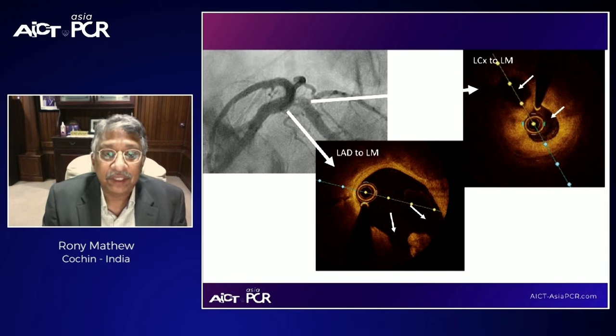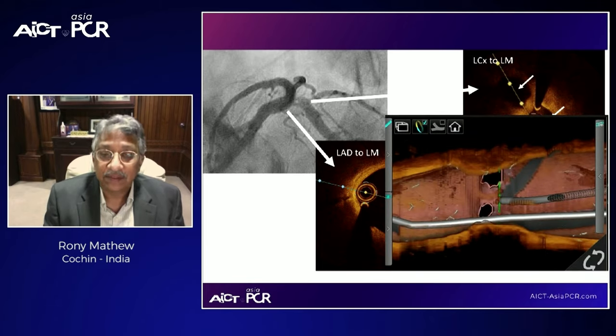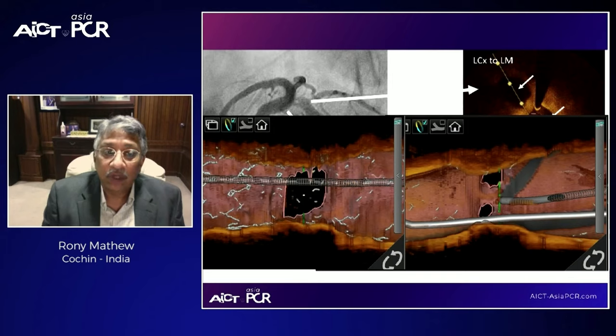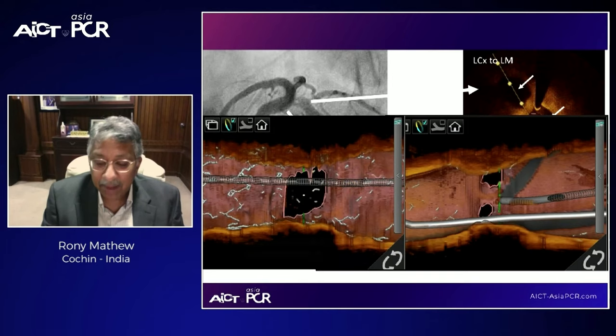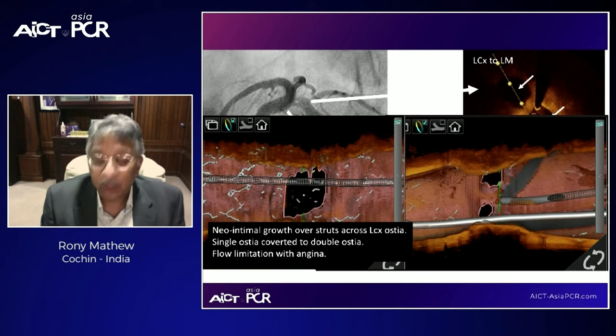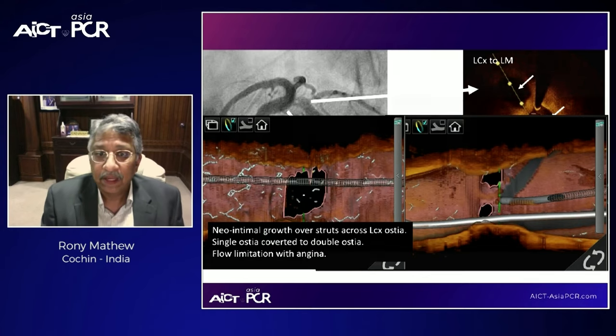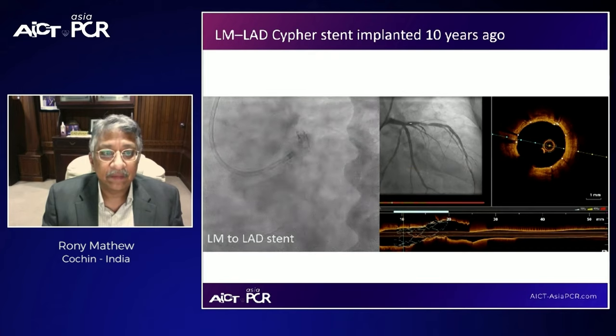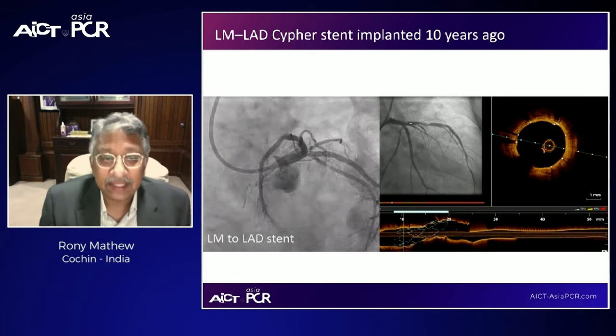On a 3D picture, it looks like this, while this was the original 3D picture. So what has happened here is that you had neointimal growth over these struts, and the single ostium was converted to two ostia with flow limitation and angina. This is not the only case. We had multiple cases like this.